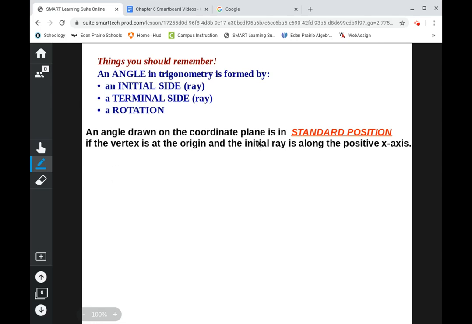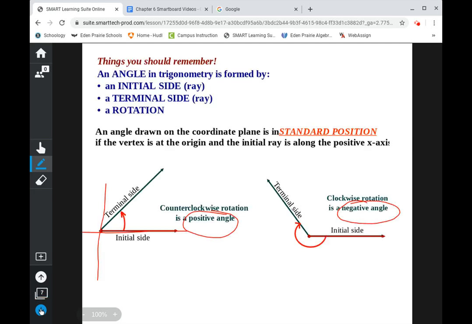An angle drawn on the coordinate plane is in standard position if the vertex is at the origin and the initial ray is along the positive x-axis. This is called the standard position. Just as long as you have your initial side on the positive x-axis and the vertex of the angle at the origin, and then you have another ray called the terminal side somewhere other than the initial side. If you go counterclockwise, that is a positive angle. If you go clockwise rotation, as you can see with the arc angle, that's a negative angle. So positive, I would go counterclockwise. Negative angle, I would go clockwise. Standard position.